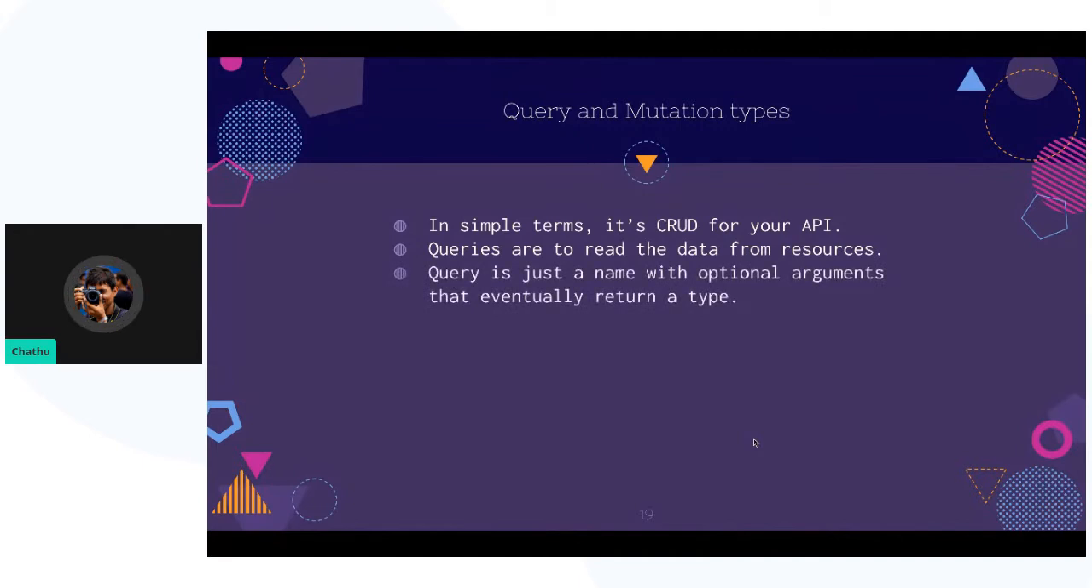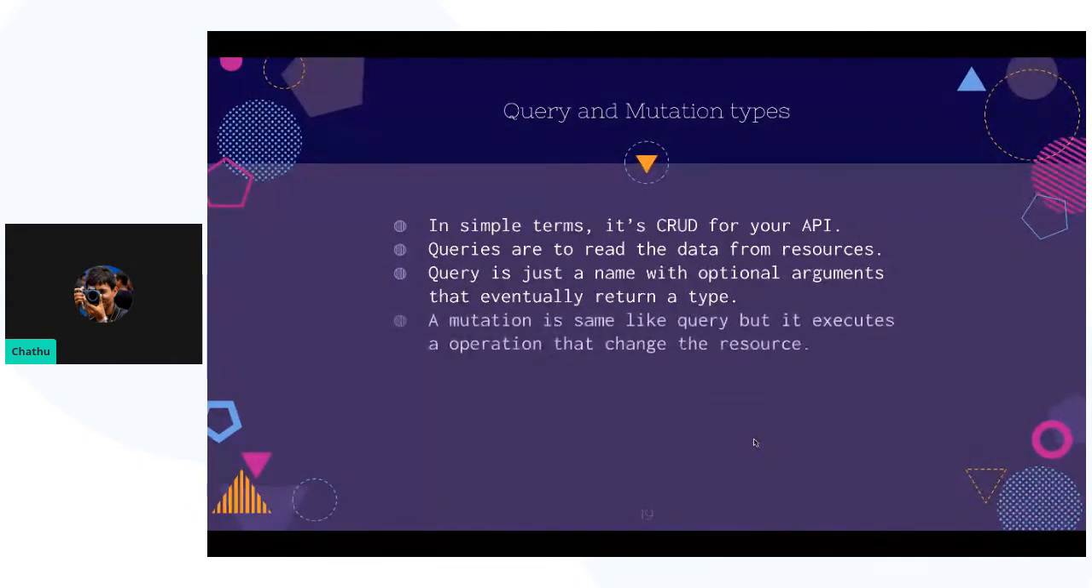So a query is just a name with optional arguments. Like in my previous example, I have a project with the name GraphQL. Likewise, you can have optional arguments or just an operation name like book, or books, or book by ID. So it's an operation name with arguments, and it returns a type. These two types, query and mutation types, both return a type.